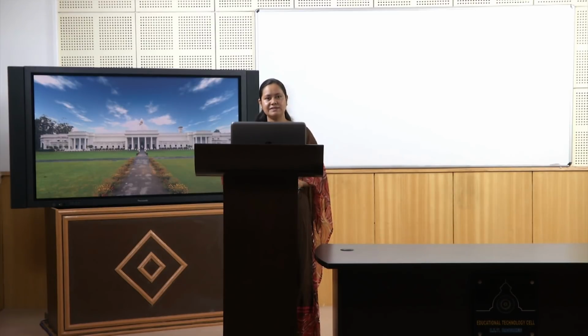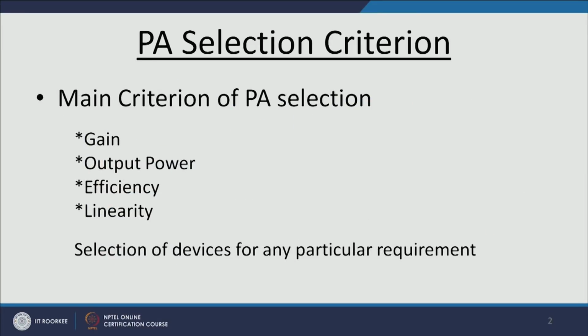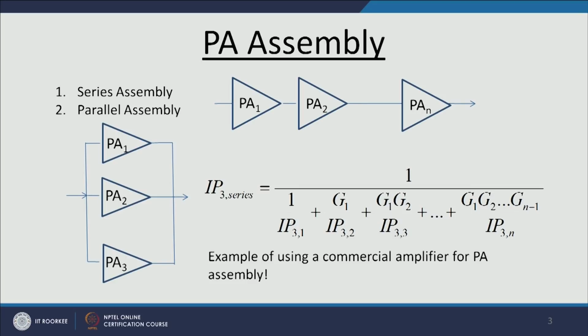Now, PA assembly can be of two types. If we have a series of n PAs, we can attach them in series or we can assemble them in parallel. When the PAs are in series, if you look at its characteristics, meaning gain, output power, efficiency and linearity, how it will behave.